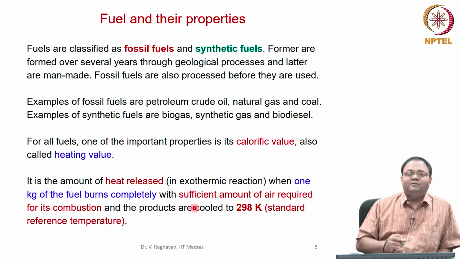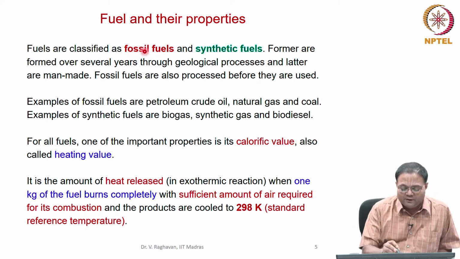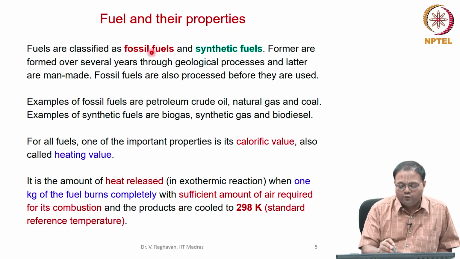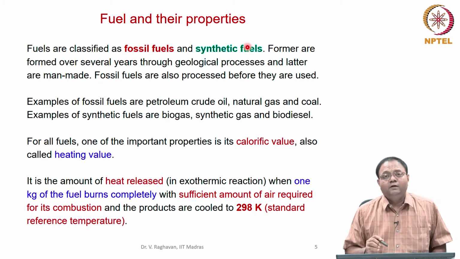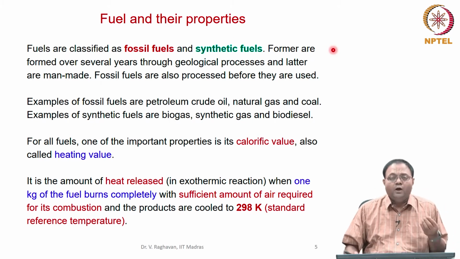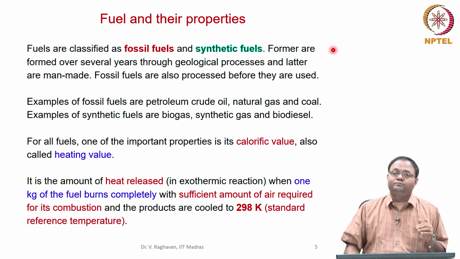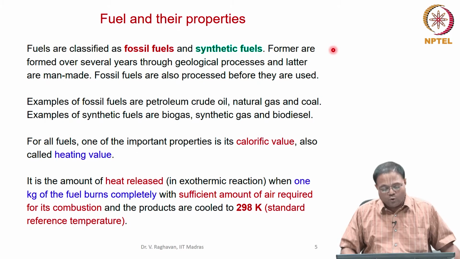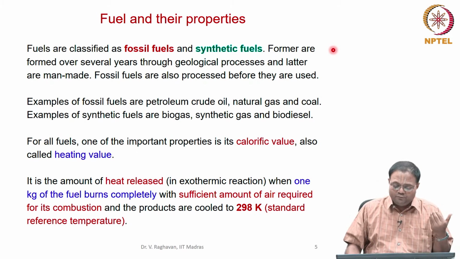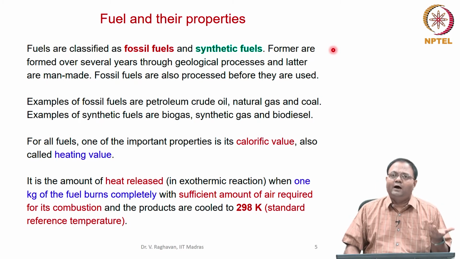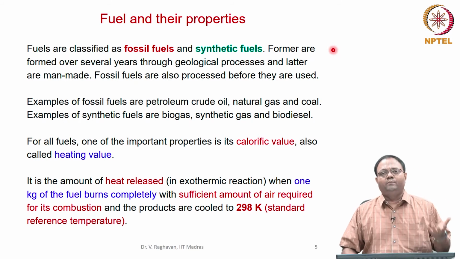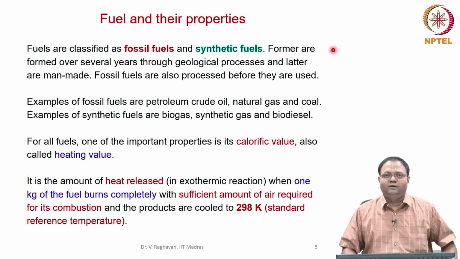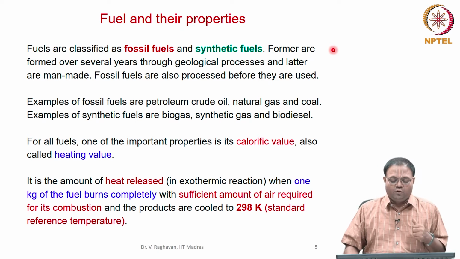Fuels are basically classified into two major categories. One is called fossil fuel and another is called synthetic fuel. The fossil fuels are naturally occurring fuels. Fossil fuels are formed over several years under the ground, due to several processes occurring there. Due to the high pressure and high temperature involved under the ground, these fuels are formed.